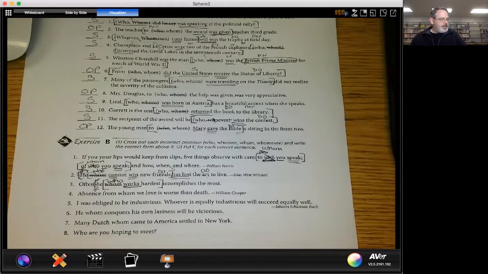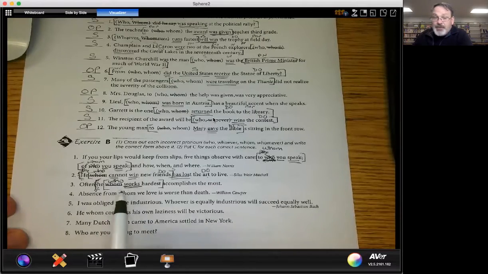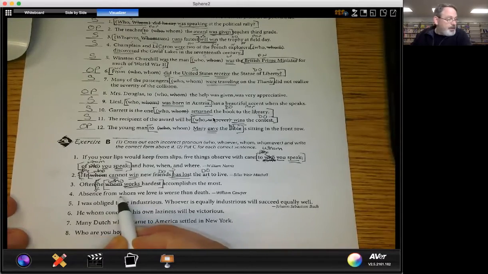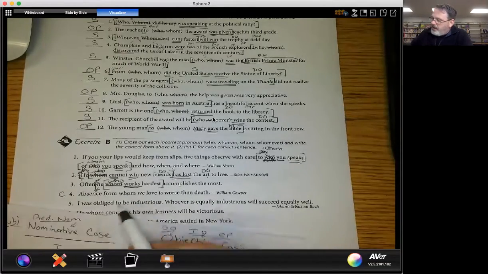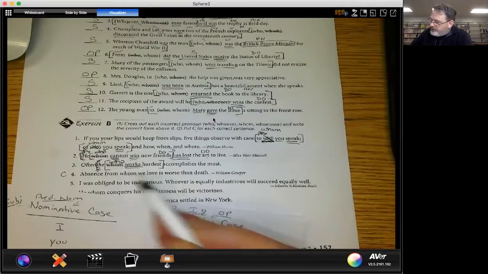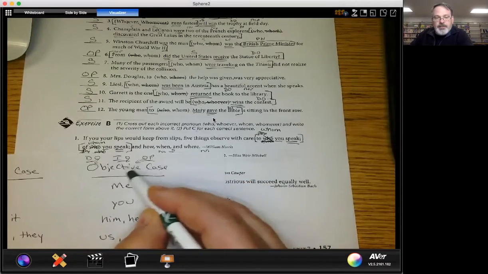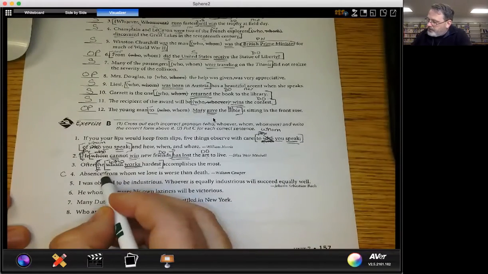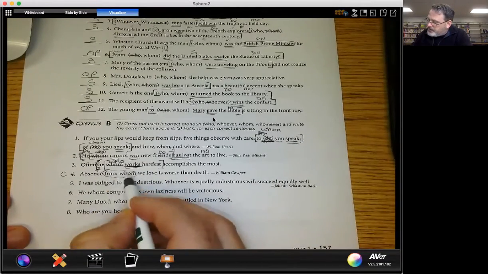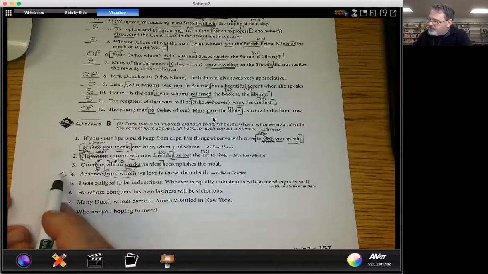All right, next one. I'll try not to mark all over this one. It may be easier for you to understand and read. Absence from whom we love is worse than death. Well, I can already tell you that this one's got to be correct because from whom is a prepositional phrase. Whom is objective case. In the prepositional phrase, whom is the object of the preposition, and OPs are objective case. So that's correct. That is our prepositional phrase. That's the object of the preposition. So just put C beside it.